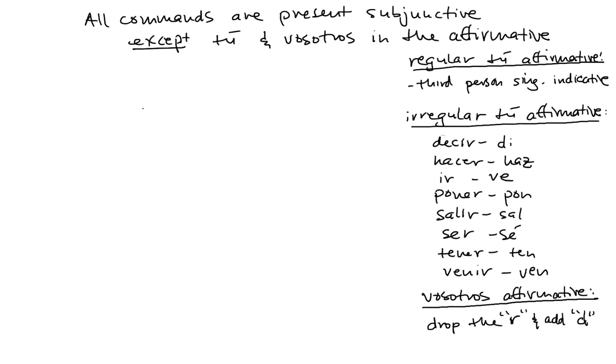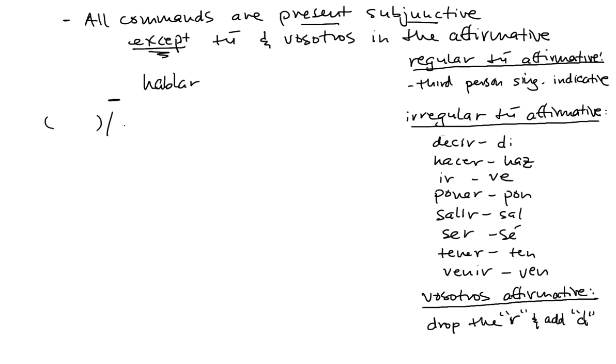Today we'll look at command forms, that is, forms used to tell people to do different things. First thing that you need to know is that all command forms are present subjunctive except for tú and vosotros in the affirmative forms. Okay, so let's take a verb like hablar. You're going to command people to speak. You don't command yourself, so there's no yo form for the commands. But you command a tú person. The tú affirmative is not present subjunctive, so we'll hold off on that one.